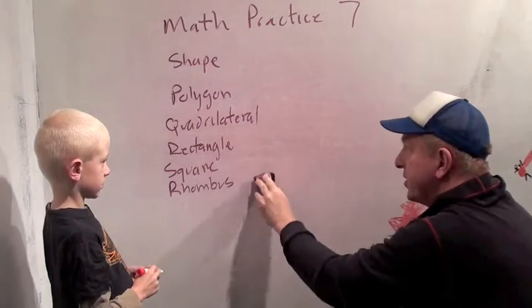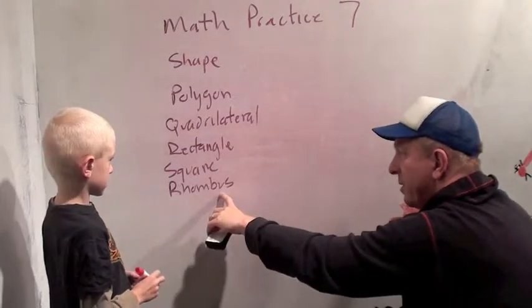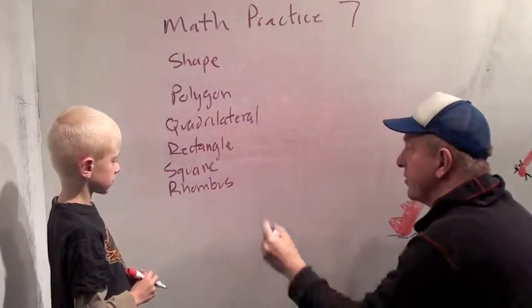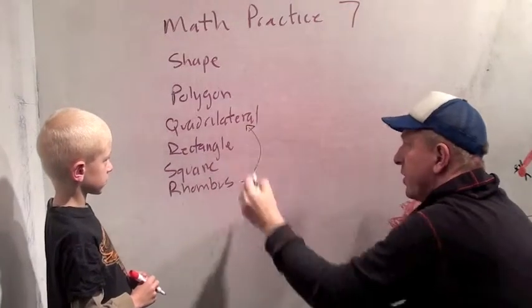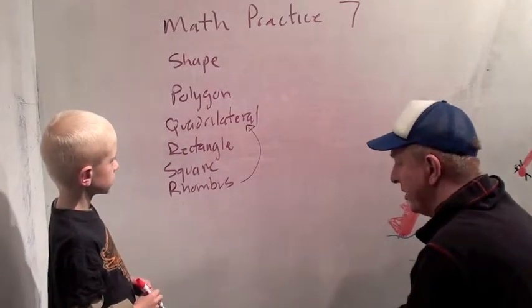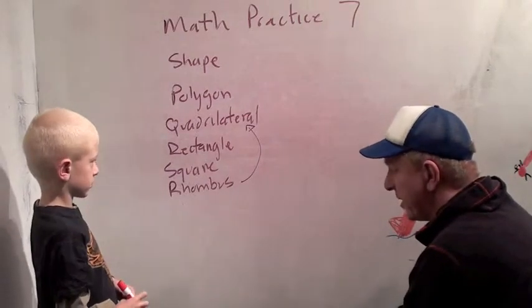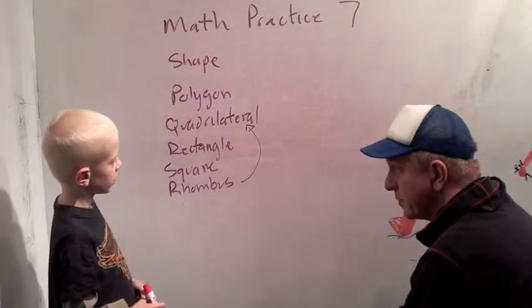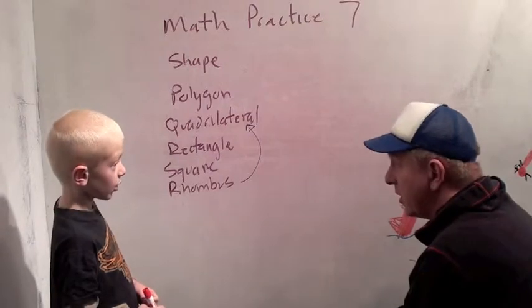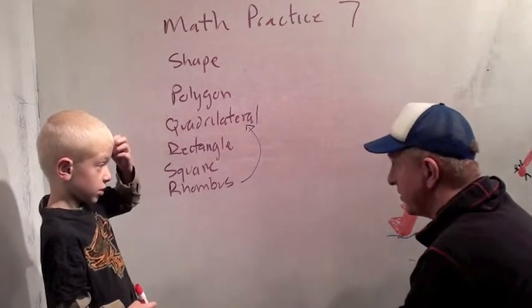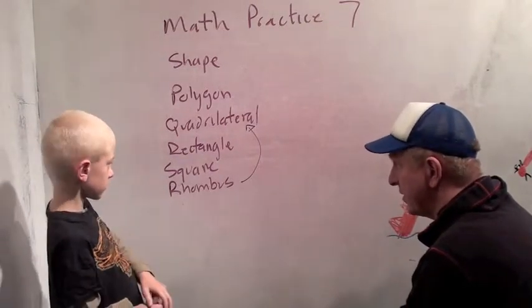Good job. Now there's another kind of quadrilateral called a rhombus. So this really goes up here. The rhombus goes with quadrilateral. It's a special kind of quadrilateral. It's not a special kind of square. What's special about a rhombus? All four sides are equal. Okay, so a square is actually a special kind of rhombus.